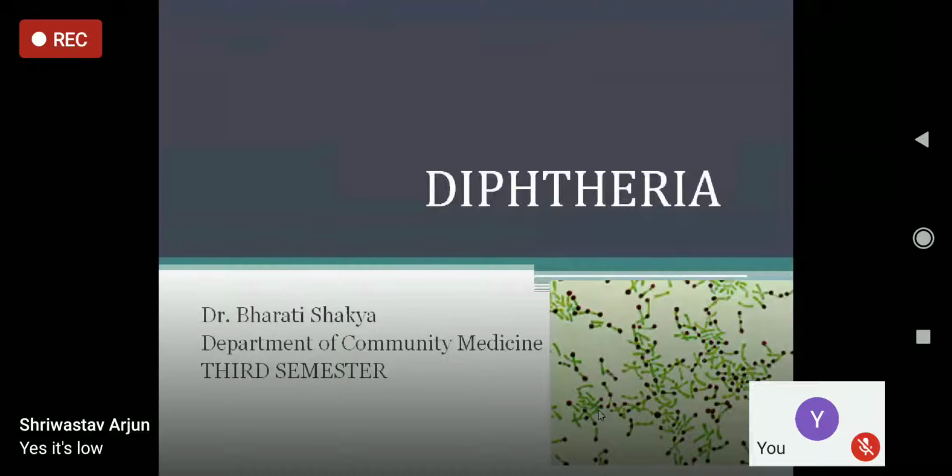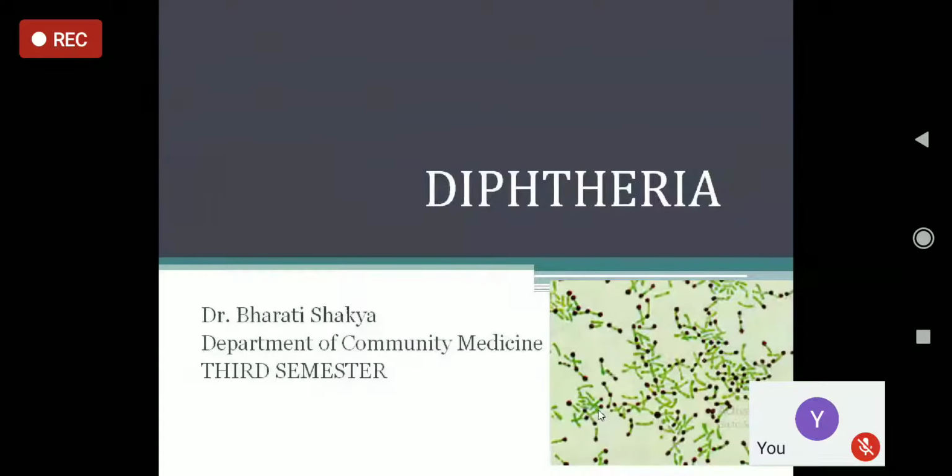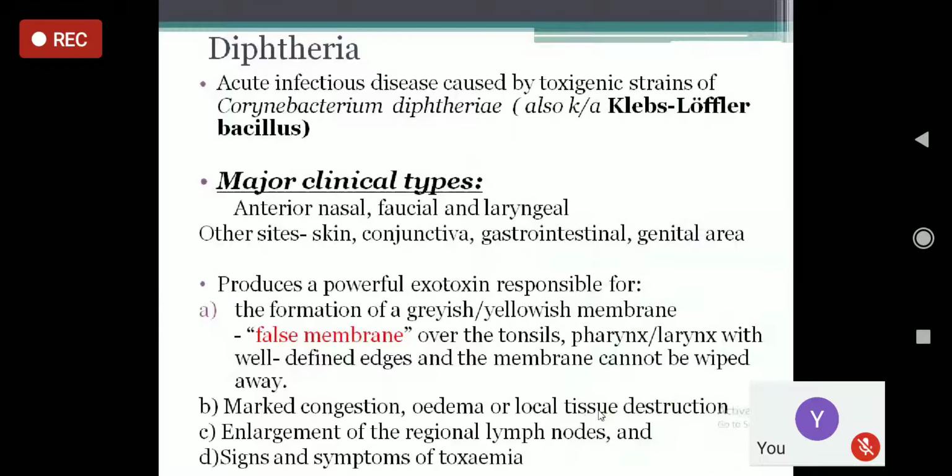Corynebacterium diphtheria. Yes, very good. So you know about that bacteria very well. So diphtheria is an acute infection. Acute infection means not chronic infection. Early onset, and it will subside early as well. Okay, this lasts for a week or so.